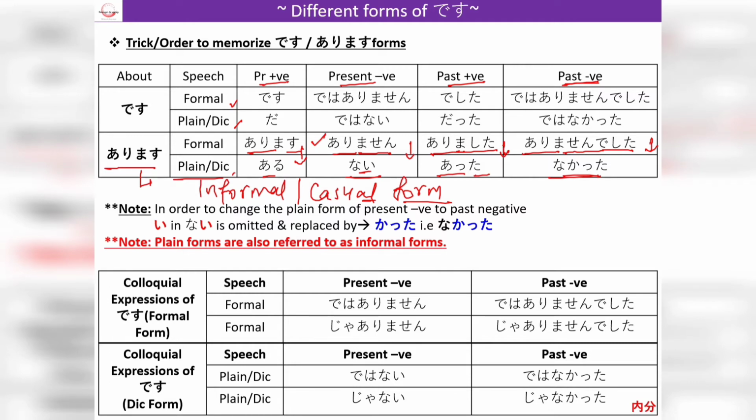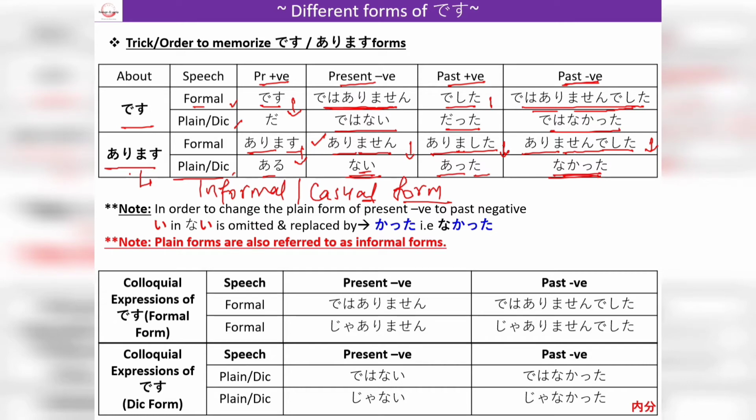Now let's move to this. Basically formal form of this will be this, deva arimasen, deshita, deva arimasen deshita. As we have learnt arimasu, we simply replace the arimasen with nai and arimasen deshita with nakatta. So dictionary form of this will become like this. This will become da, and devarimasen will become devanai. Deshita will become datta, and devarimasen deshita will become devanakatta.